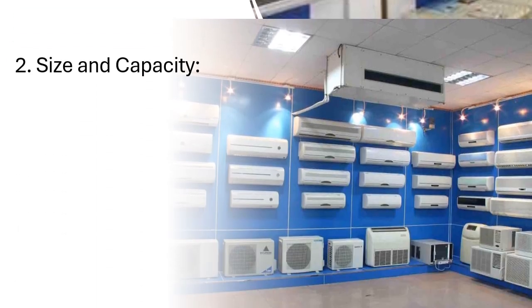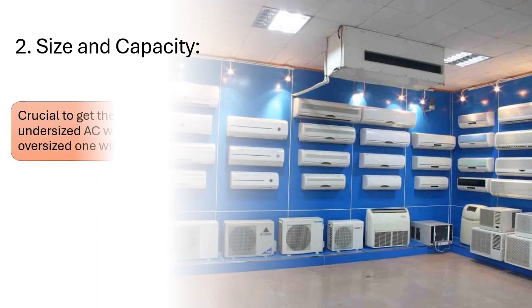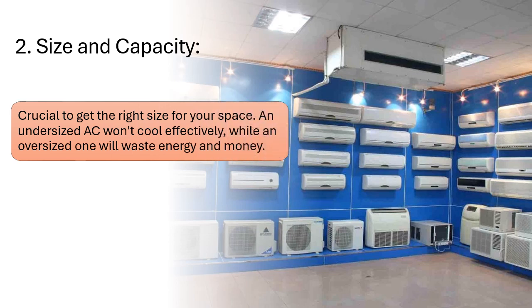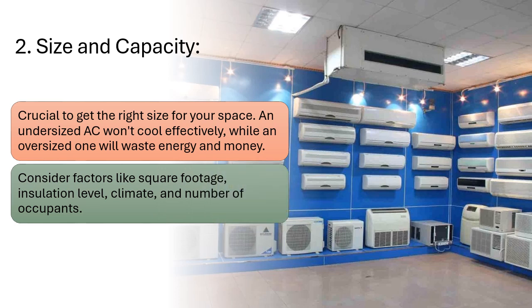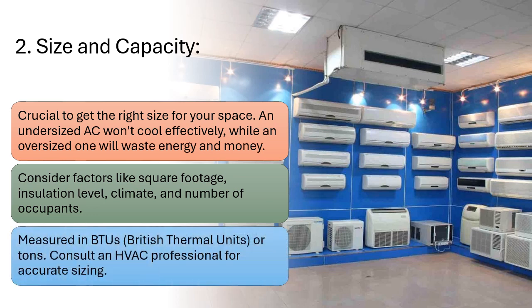2. Size and capacity. Crucial to get the right size for your space. An undersized AC won't cool effectively, while an oversized one will waste energy and money. Consider factors like square footage, insulation level, climate, and number of occupants. Measured in BTUs, British thermal units, or tons. Consult an HVAC professional for accurate sizing.